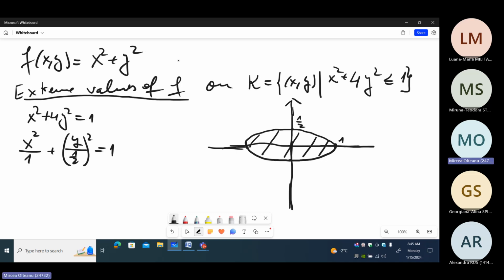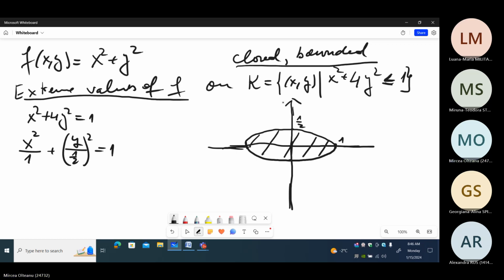From the theory, we know that a continuous function on a closed and bounded set, okay, it's closed. Why is it closed? Because here we have less or equal, so it contains its border, and bounded. We know that a continuous function on a closed and bounded set always is bounded and it takes its extreme values. That means there are points in this set at which f takes its minimum value and its maximum value. Actually, we are looking for these extreme values of the function f, not necessarily the points where it takes this value.